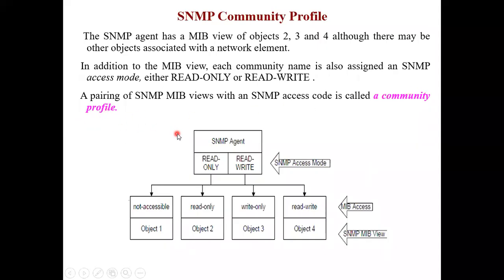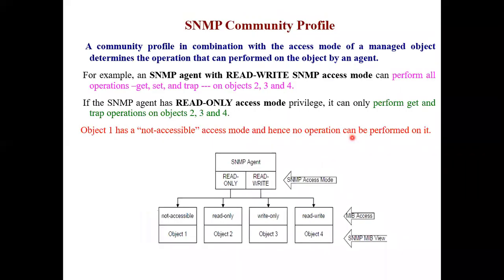Okay, so we had a community name. What is a community and what is a community profile? These definitions might come in the form of an MCQ, so please don't get confused. Please mark it somewhere in your notebook. A pairing of an SNMP MIB view of some of the objects with an SNMP access mode is called the community profile, and only if the profile matches can I transfer the data.